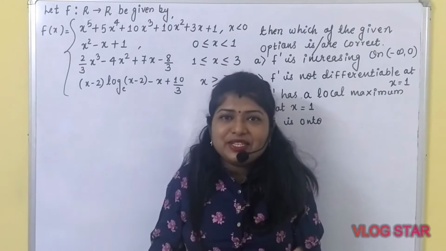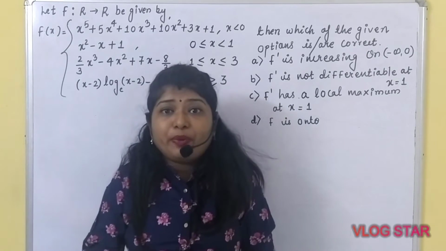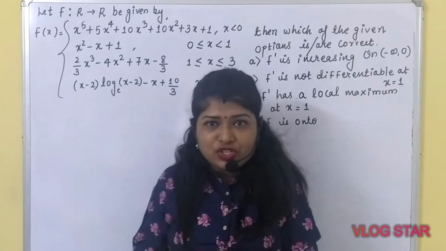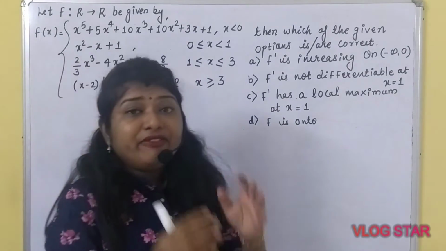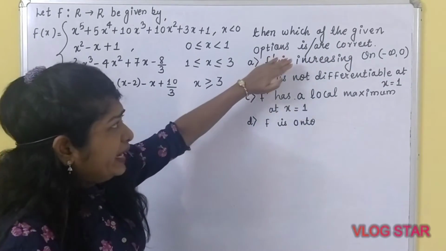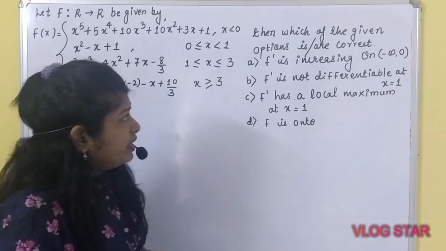Hello everyone. In today's lecture, we are going to solve a problem based on JEE. So let's begin with the given question. What is given? The function is given to us and we need to calculate which of the given options is or are correct. So what are the options given?